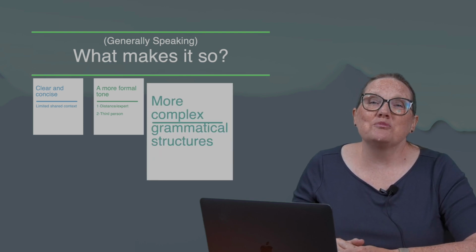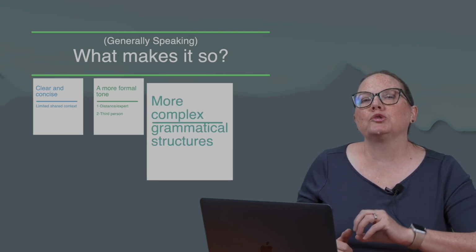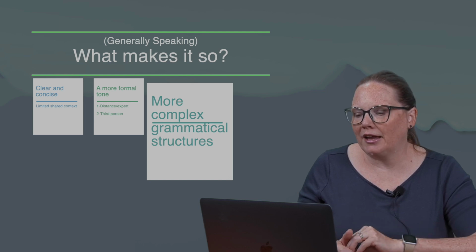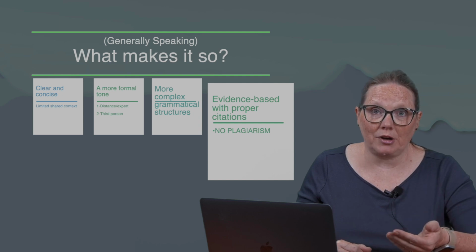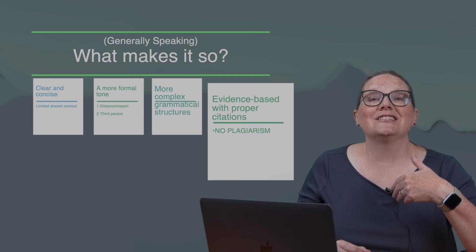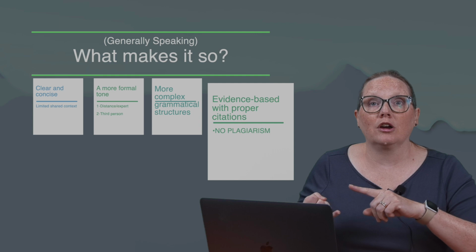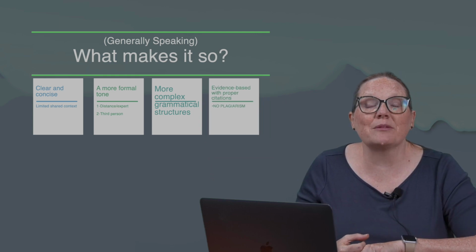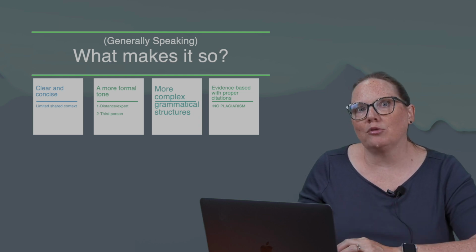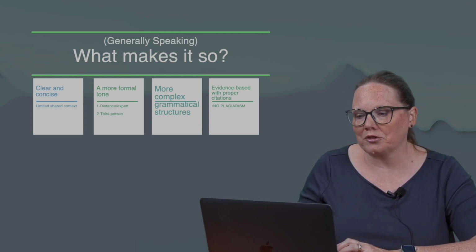Third, there's more complex grammatical structures. And finally, it is evidence-based. So in a lot of academic writing, you will be citing sources. So if you are quoting or paraphrasing or taking ideas from something you read, it's very important that you cite those sources.